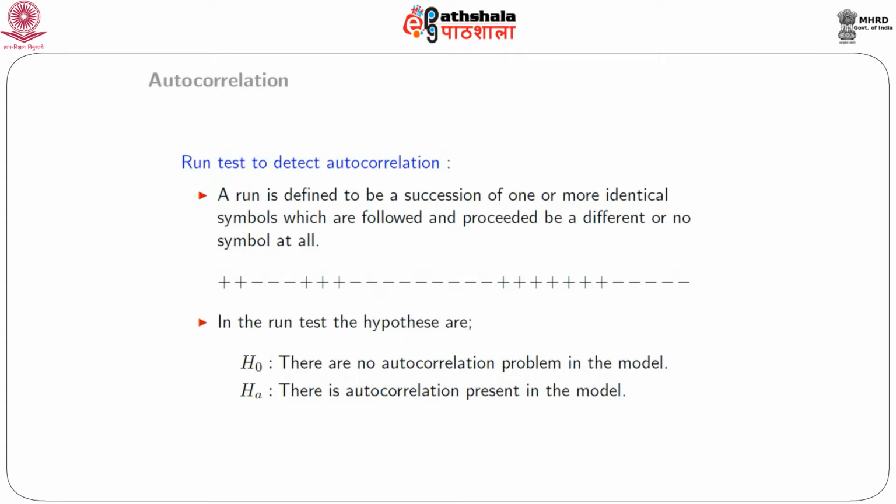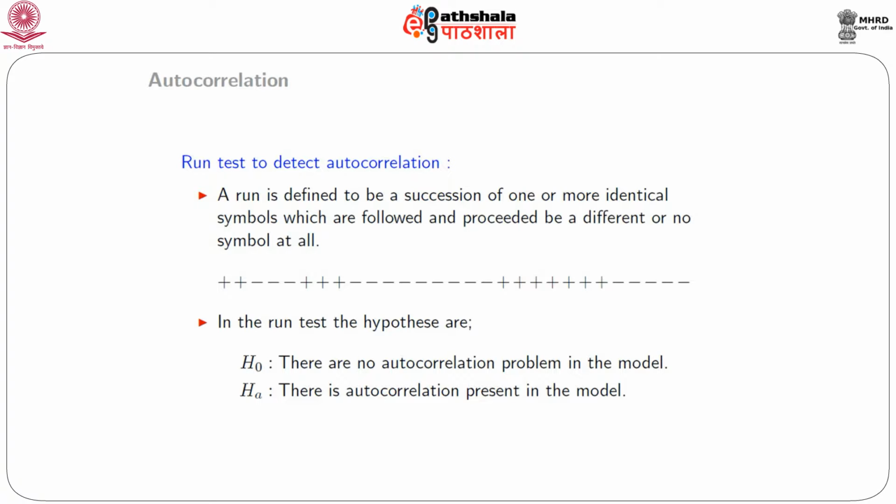Now let us look at more complicated methods of detecting autocorrelation, or rather more mathematical tests to detect autocorrelation in a dataset. The first test that we will discuss here is the run test. A run is defined to be a succession of one or more identical symbols which are followed and preceded by a different symbol or no symbol at all. For example, here we can see a sequence of plus and minus. Each of these is called a run. First we have 2 plus signs, which is the first run, and the second is of 3 minus signs. So this is another run.